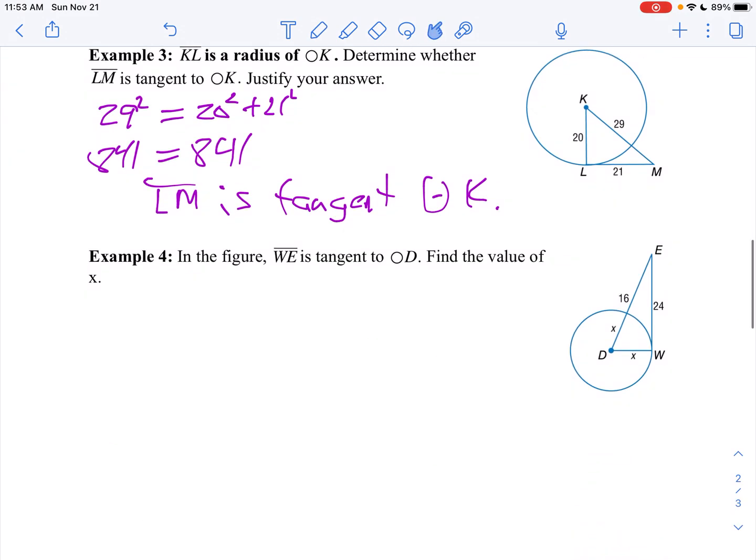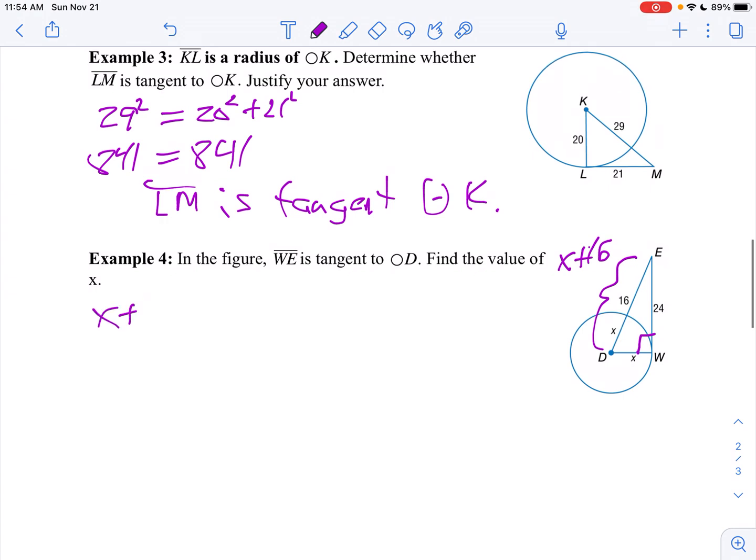Let's take a look at example 4. I want to find the value of x, and I'm told it's tangent. So I've got angle W is a 90-degree angle. I'm going to use the Pythagorean Theorem. This length, don't tell me it's 16x, folks. We don't multiply to find the whole length. This is x plus 16 or 16 plus x. I don't care how you write it. So my hypotenuse is x plus 16.